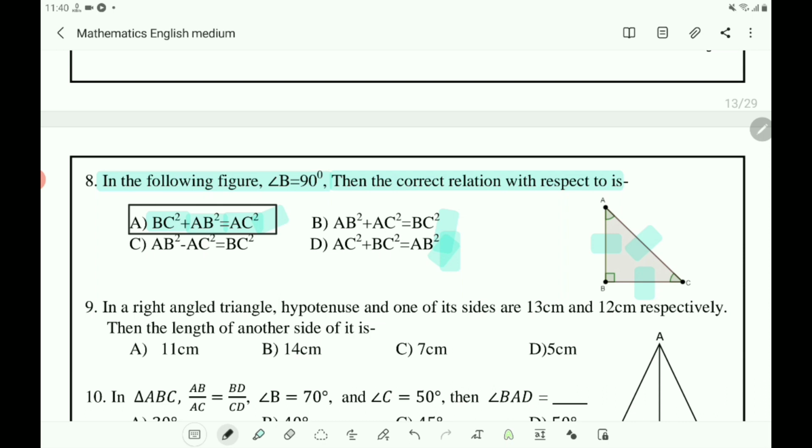The other options are not the answer, because they have BC square and AB square in the wrong form. So it must be AC square equals AB square plus BC square.